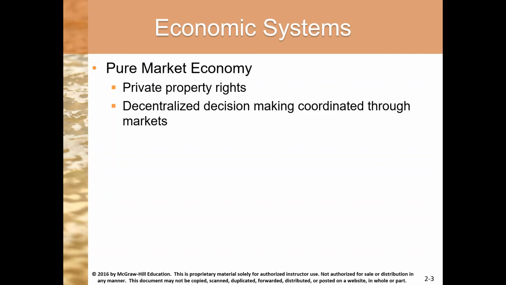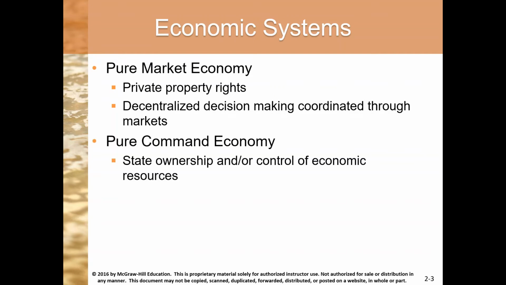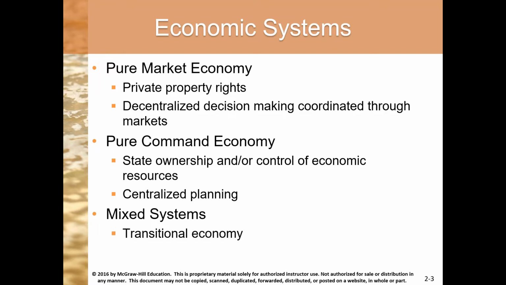So in economics, we say that we have mainly three different types of economies. One is a pure market economy, in which we shop, that is the US market economy. And the conditions of that economy is that we have private property rights and a decentralized decision-making coordinated through market.